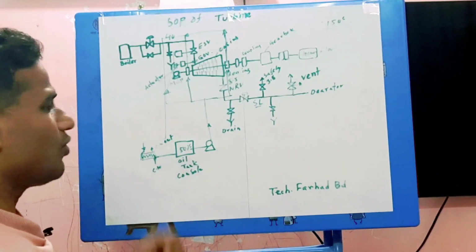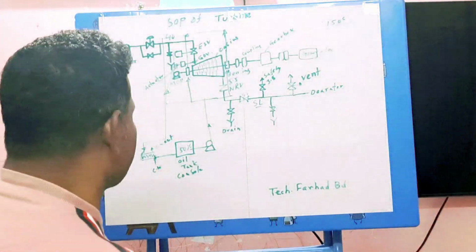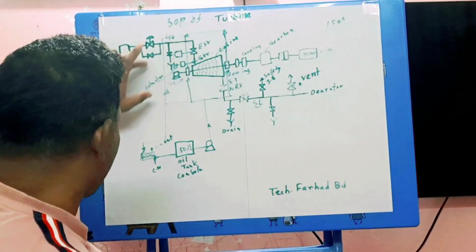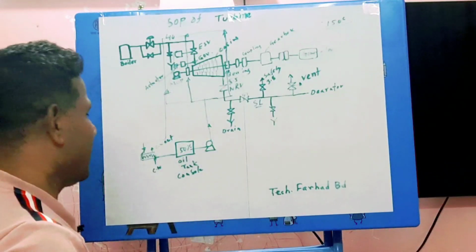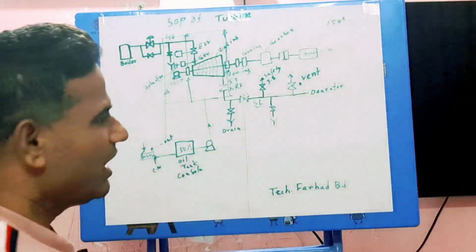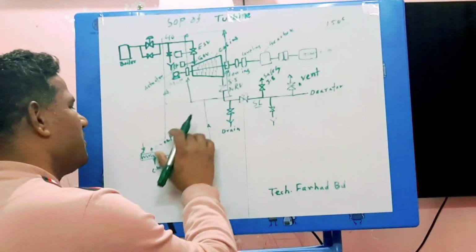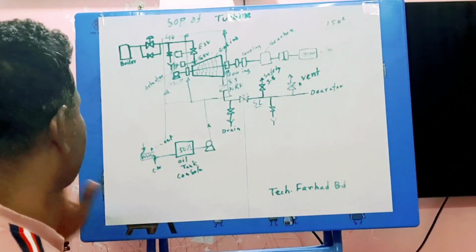Before starting, the oil tank level is required to be 50%, not more than 50%, because after starting the turbine, some hot oil will come to the console oil tank. At that time this level will increase, due to oil viscosity. So before starting the turbine, you can take the oil level at 50%.